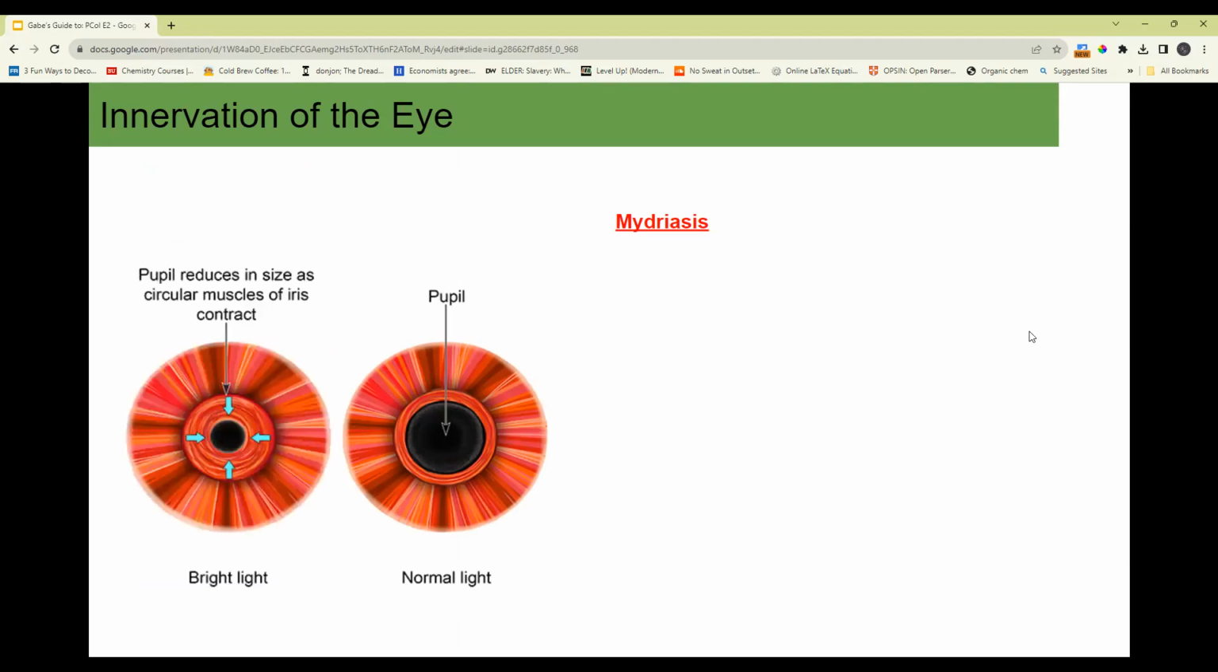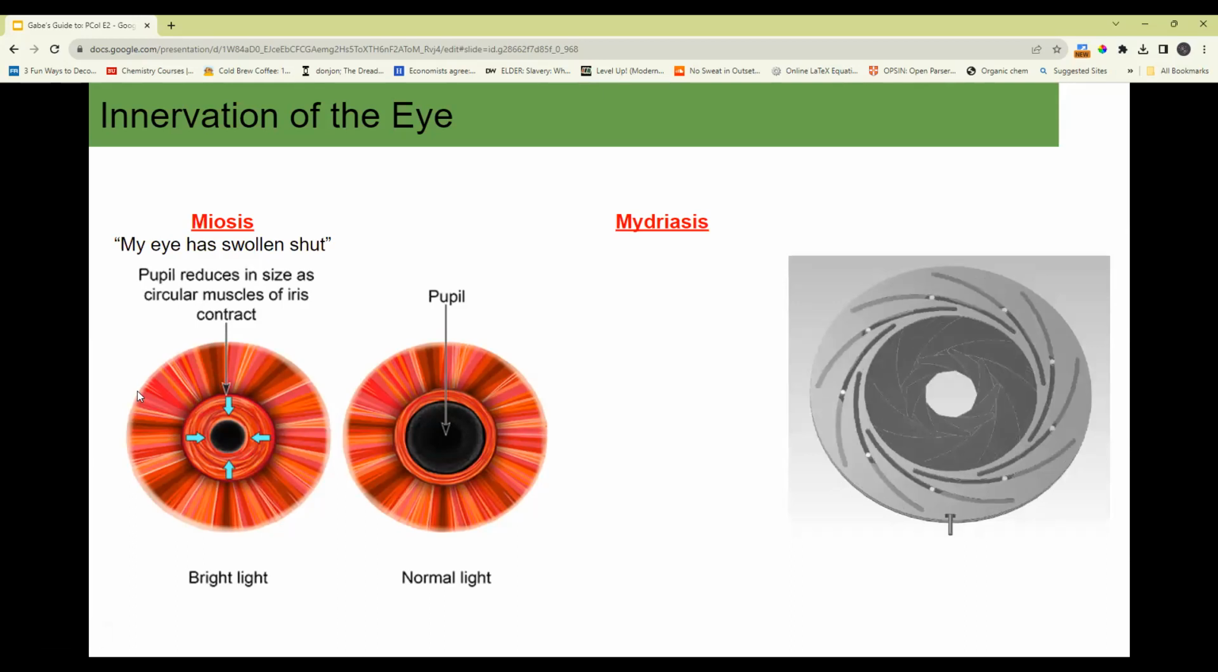In the presence of too much light, we use the circular muscles to contract the iris and reduce the amount of light that is hitting the retina. When we talk about the pupil constricting, we call this miosis. The way that I always remember it is that miosis is like my eye has swollen shut. So this is a great way of remembering miosis versus mydriasis.